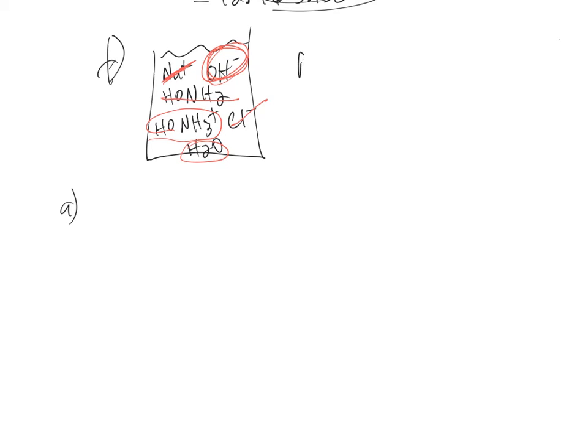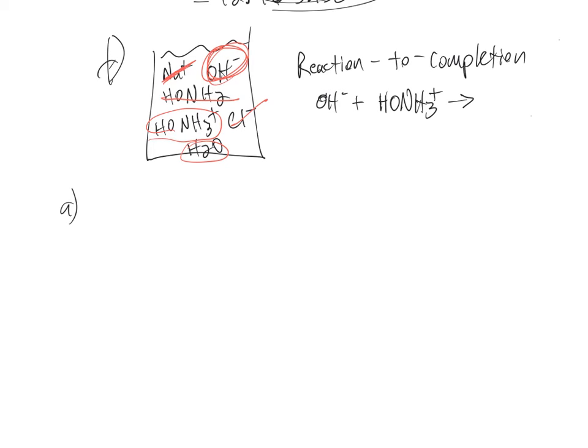So when writing a reaction to completion, we'll include hydroxide ion and the conjugate acid of the weak base. To predict the products, think of the definition of an acid and a base. Acids want to give off protons and bases want to accept them. So HONH3+ is going to become HONH2 after giving off a proton, and OH minus becomes H2O.